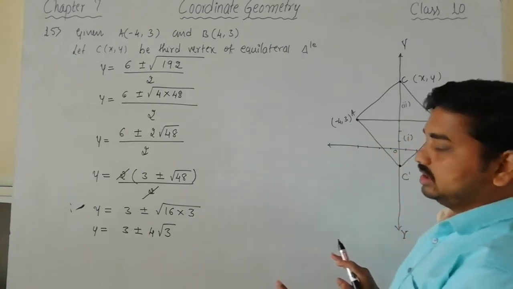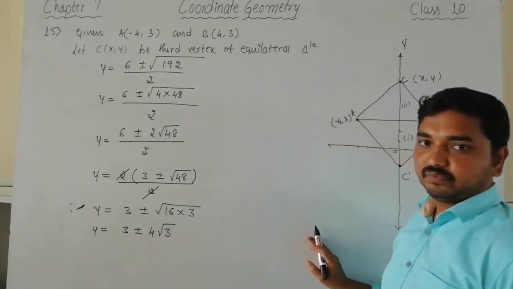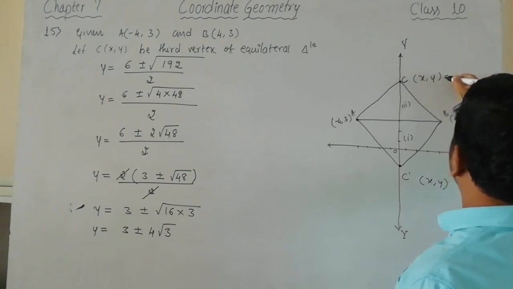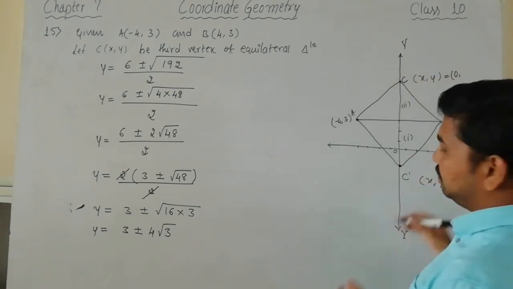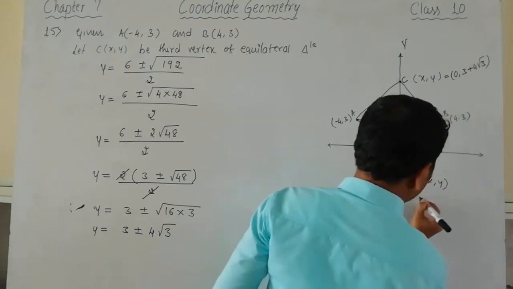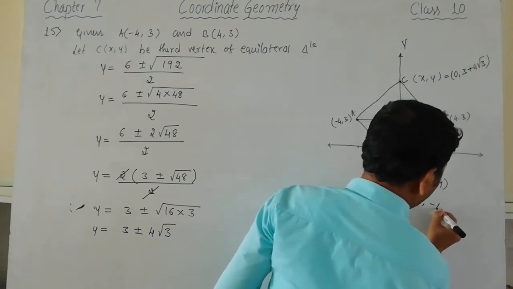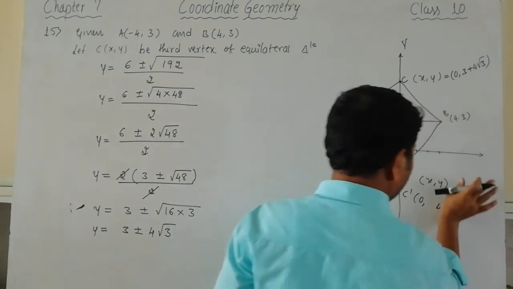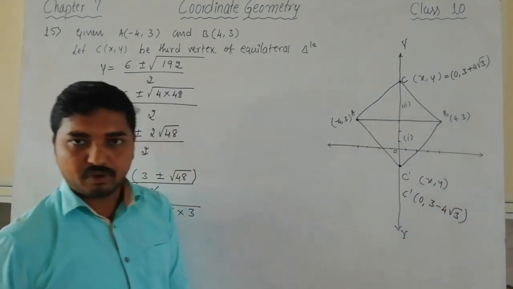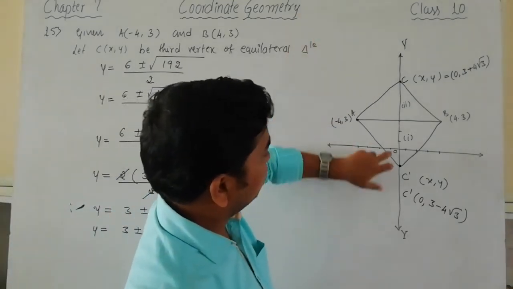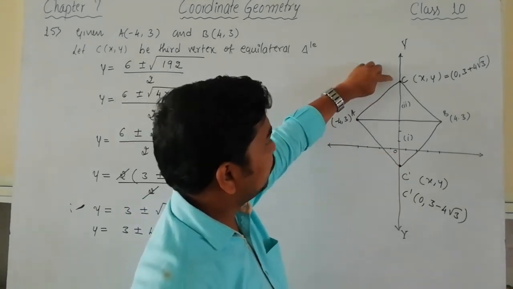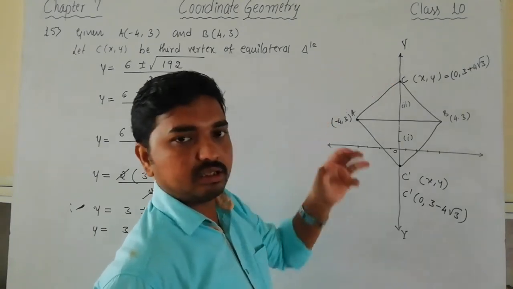So the positive value is actually 3 plus 4 root 3. You can calculate this one by using the calculator. So x value is 0, and y value becomes 3 plus 4 root 3. And here, this is C dash, 0 comma, sorry, it will become 3 minus 4 root 3. So these are the two required values, and this is the coordinates of the point C where the origin lies in the interior of the triangle, and this is the coordinates of the point C where the origin is exterior.